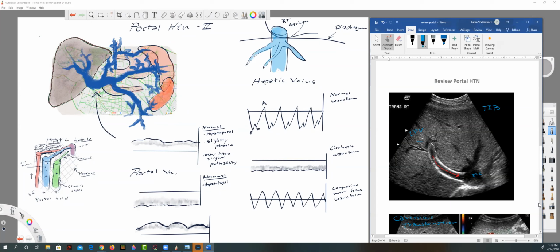But here, this looks like, I'm trying to think. Yeah, so I think I'm correct here. Just looking at this, we have, obviously, IVC here. That's the left, middle, and the right is unseen hepatic veins. So left, middle, and right. This is coming through the middle.